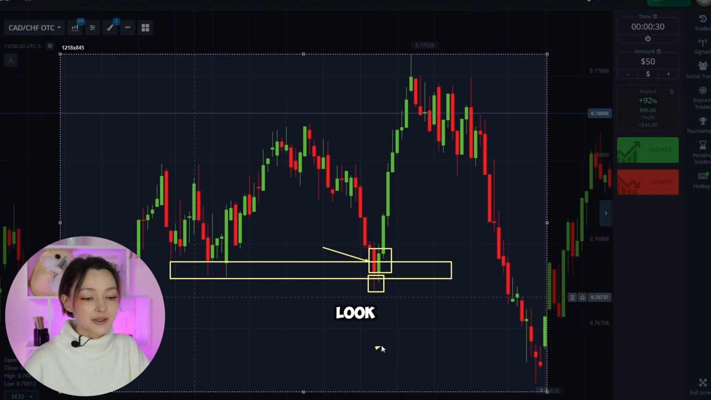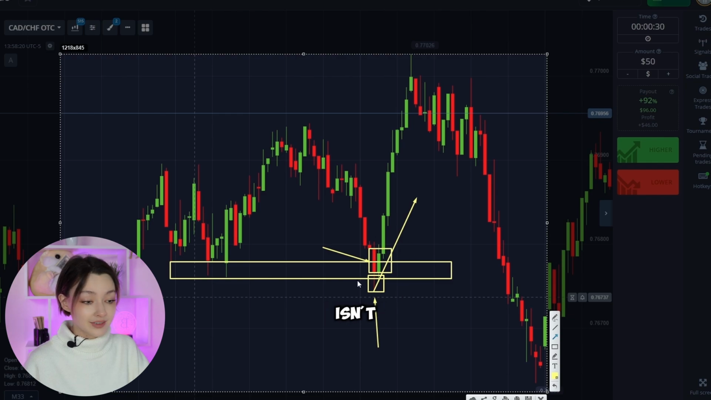For instance, look at this candle right here and see where we could have entered. That's a nice entry point, isn't it? Right when we see a candle like this, at a certain significant level, we want to place a trade assuming a pullback from that level.